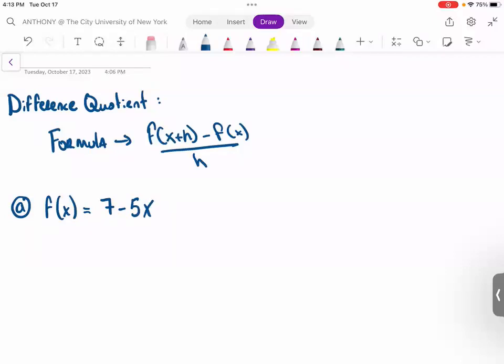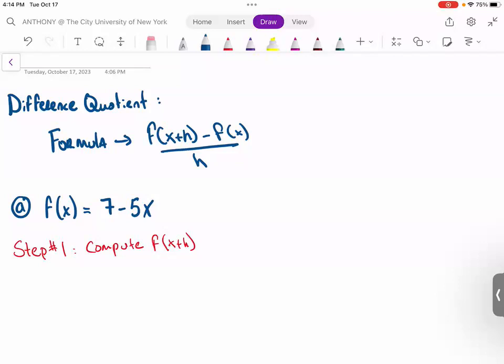If I want to compute the difference quotient for our given function, your very first step, step number one, is to compute f of x plus h. Okay, so step one, compute f of x plus h. So what does this mean? This means that wherever I see an x, I am going to replace it with x plus h.